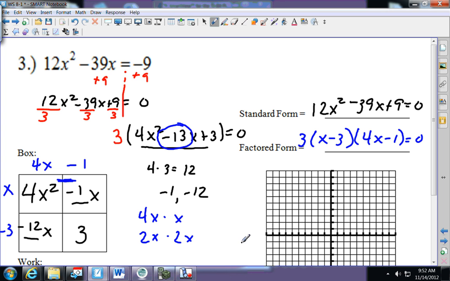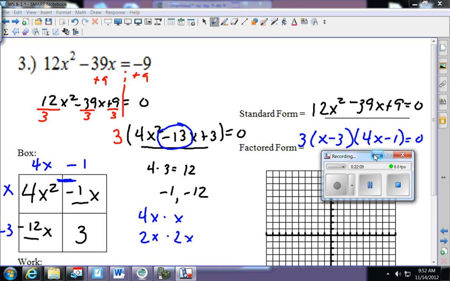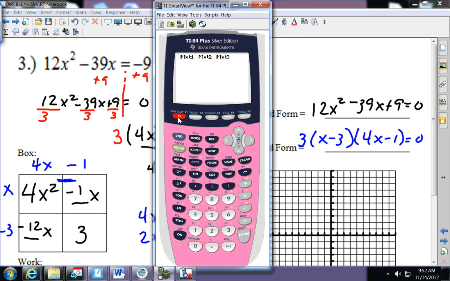Remember, I said you had to check it. So, wrong button. There we go. Go to y equals. Put in there 12x squared minus 39x plus 9. You have to have that parentheses or it's going to tell you that your factors are wrong. And 4x minus 1. Okay, second graph. They are the same. That means we are right.